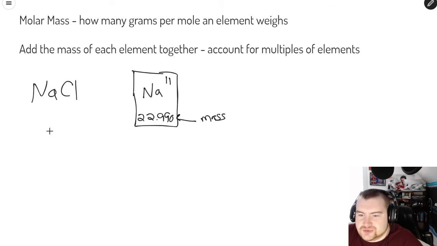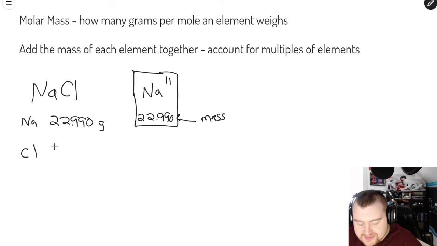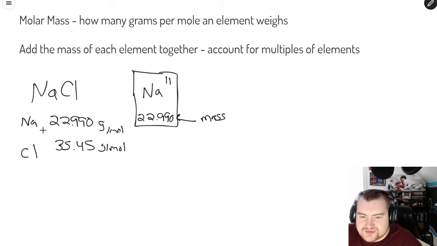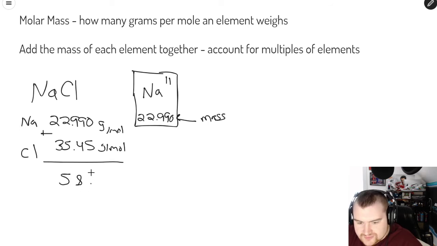That's what you're going to get. So if we're doing sodium chloride, we're going to say, okay, how much does sodium weigh? Well, sodium weighs 22.990 grams. Okay. Then we need to look for chlorine. We'll look the same at the box for chlorine on the bottom. It weighs 35.45. And this is grams per mole. What we have to do is add those together, and we get 58.44 grams per mole. That is our answer.